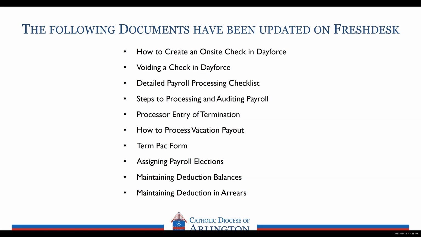So some of this will look very familiar, obviously prefix, last name, first name, clock number, last 4 digits of the social, the pay group, and whether the employee is terminating from the diocese or transferring. These are all fields that have been on previous termination PAC forms.